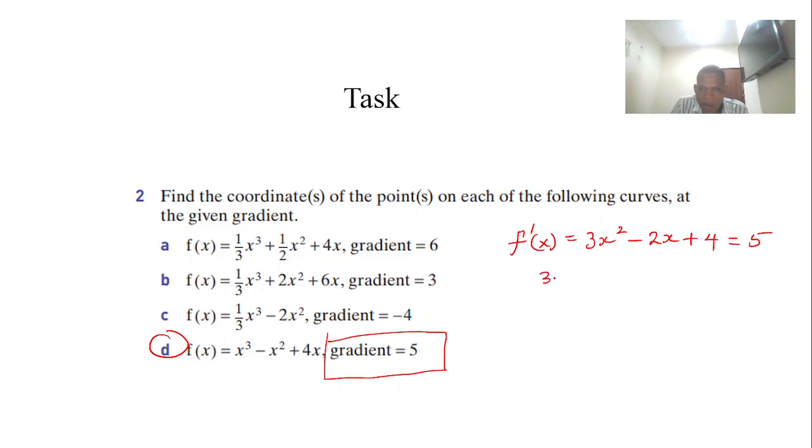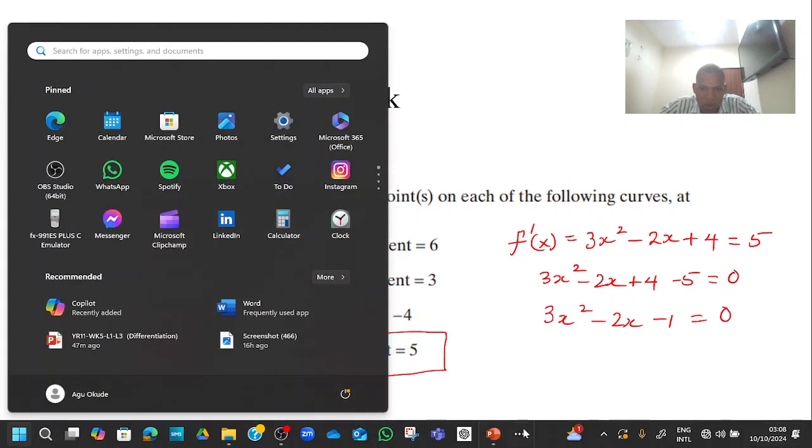Then you now rearrange it. I have 3x squared minus 2x plus 4 minus 5 equal to 0. So I brought 5 to the left, so I have 0 on the right. Now this gives me 3x squared minus 2x then minus 1, equal to what? 0.